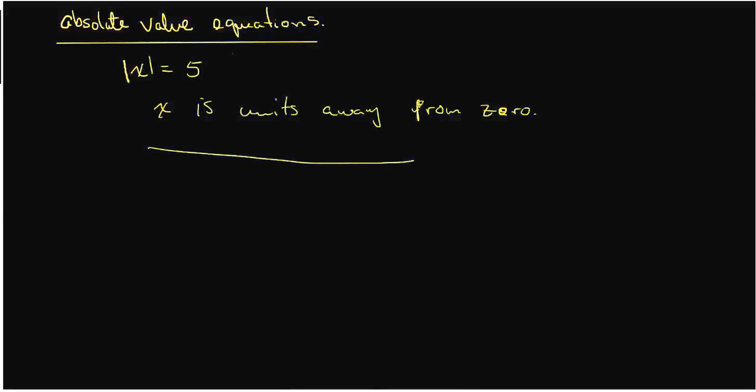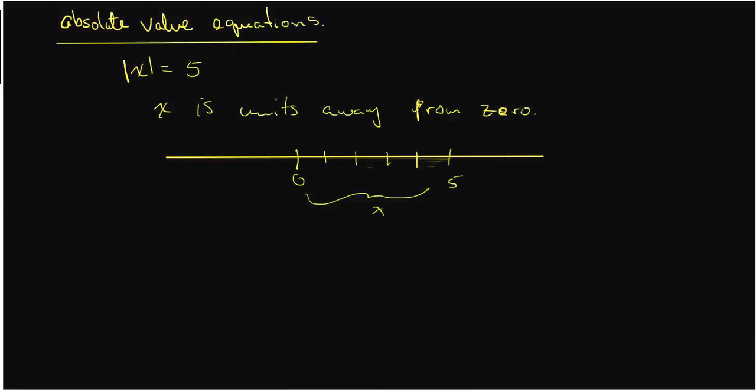So if we have a number line like this, let me do that again. Ugly number line. Here is 0. You get 1, 2, 3, 4, 5. Then x would be 5 units away from 0. So we can say that x is equal to 5, or we can also say x is equal to negative 5, because if I choose to count from the left side, 1, 2, 3, 4, 5, I'm still 5 units away from 0.